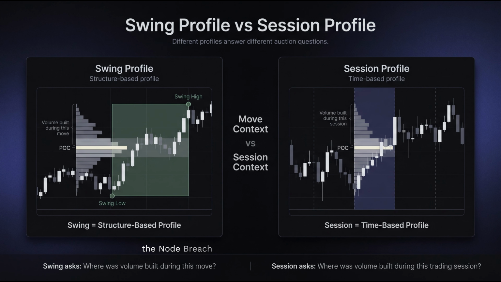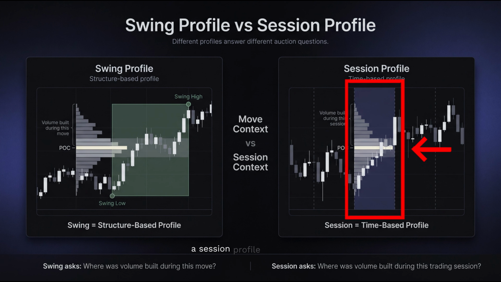The node breach engine has two main profile types, swing and session. A swing profile is based on market structure. It uses pivots to define the profile window. So instead of looking at one fixed trading day, it looks at the volume distribution between important swing points. This is useful when you want to understand the auction of a move. For example, from a swing low to a swing high, or from a swing high to a swing low.